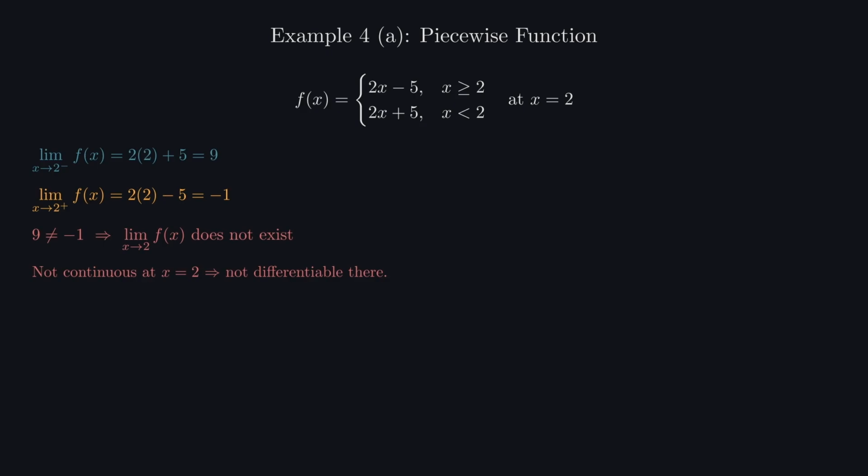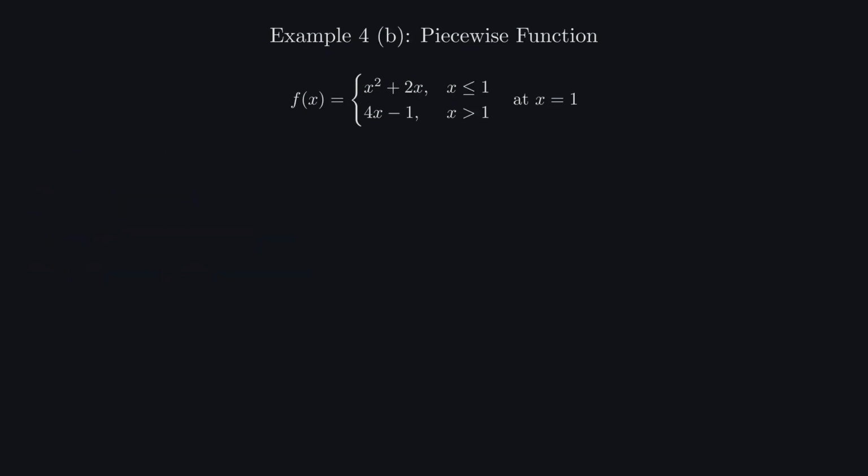Part B, f of x equals x squared plus 2x when x is at most 1, and 4x minus 1 when x is greater than 1. Check x equals 1. First, f of 1 equals 1 squared plus 2 times 1, which is 3. The limit from the right, 4 times 1 minus 1 equals 3, which matches f of 1, so it is continuous at x equals 1. Now for differentiability, we'll compute the left and right derivatives separately.